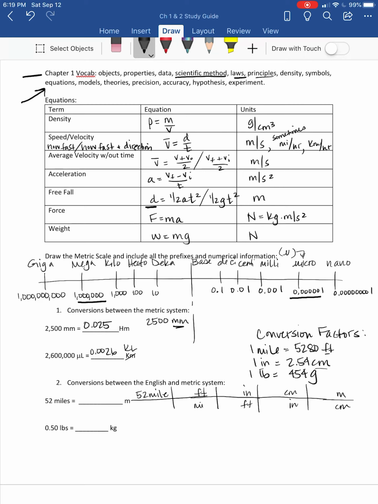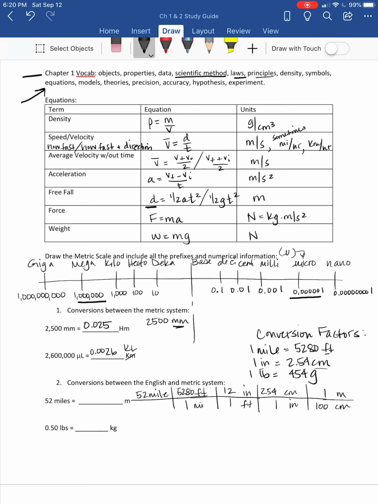All right, so for every 1 mile, there's 5,280 feet. For every 1 foot, there's 12 inches. For every 1 inch, there's 2.54 centimeters. And for every 1 meter, there's 100 centimeters. Now type it in on your calculator. So you've got 52 times 5,280 times 12 times 2.54 divided by 100, which gave me 83,685. But you've got to remember significant figures.